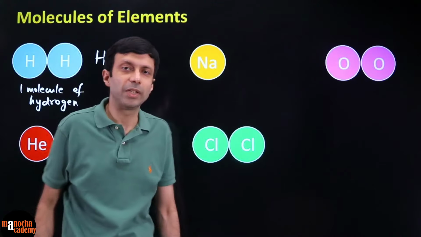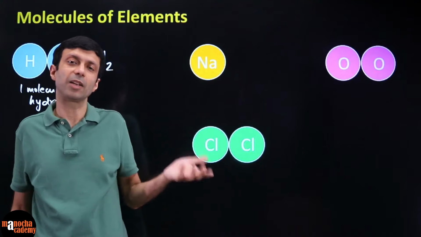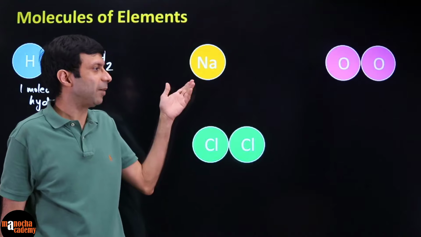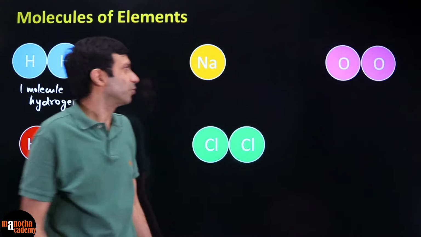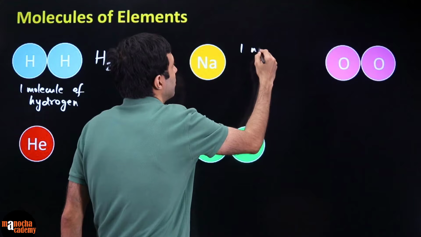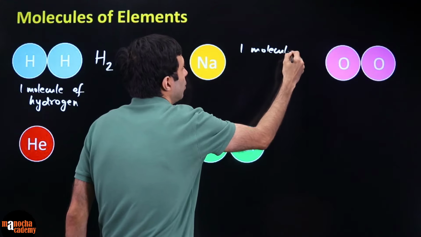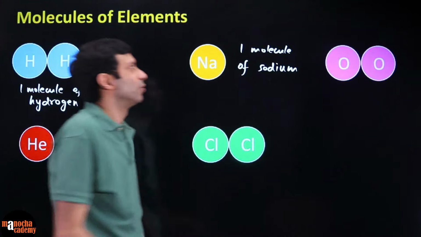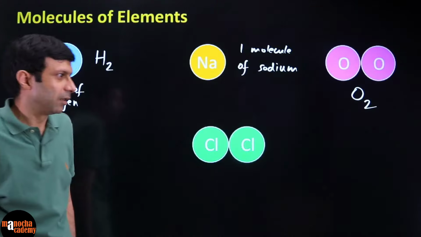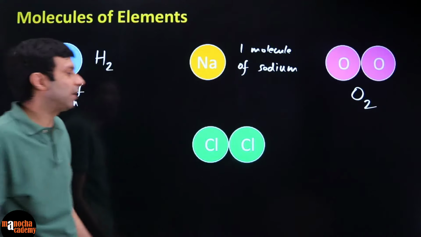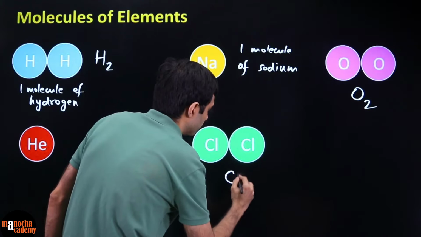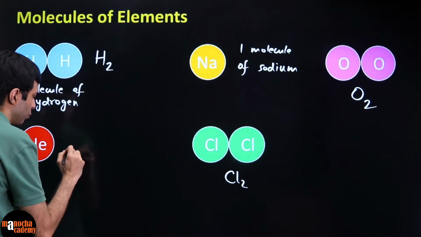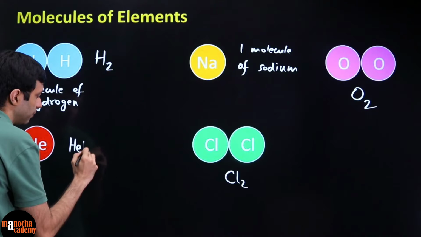But there are certain elements like sodium where the atom can exist independently. So if I talk about one molecule of sodium, it is the same as one atom. So here, one molecule is the same as one atom. But oxygen cannot exist alone, so there you have O2. Similarly, chlorine cannot exist independently, so we have Cl2. Here it is helium. Helium can exist independently, so one molecule of helium.